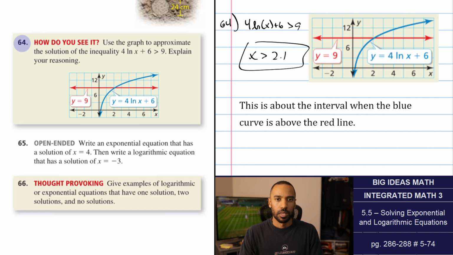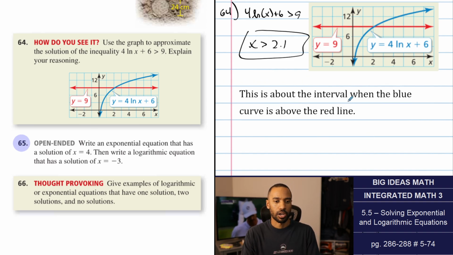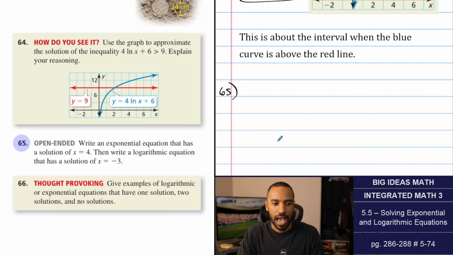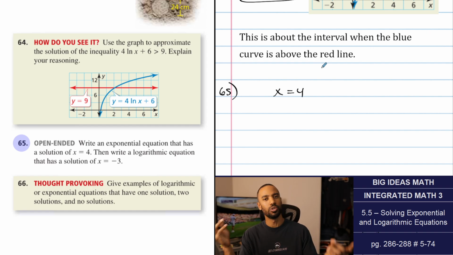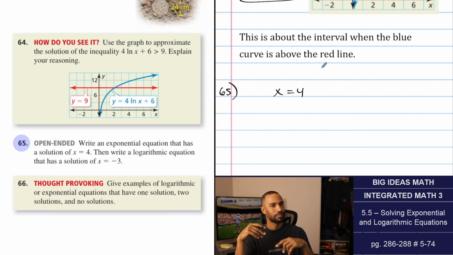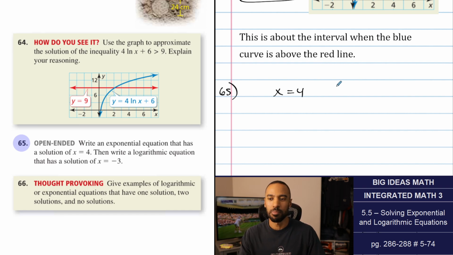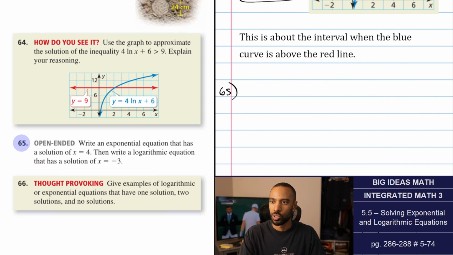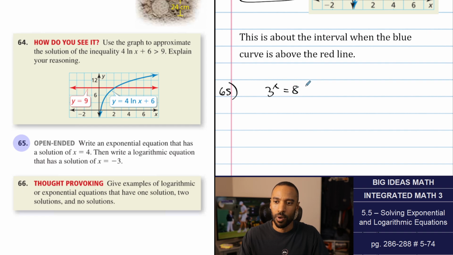Okay. Number 65. Write an exponential equation that has a solution of x equals 4. Then write a logarithmic equation that has a solution of x equals -3. All right, to have an equation, should I work backwards? If I do x equals 4 as my solution, then I can do some things with that. It can be an easy one. I can do something like 3 to the x equals 81 and solve from there. Or how about this? Let's make this our baseline equation. Let's do 3 to the x equals 81, but I want to do some things with it.